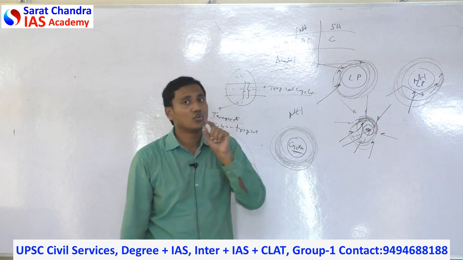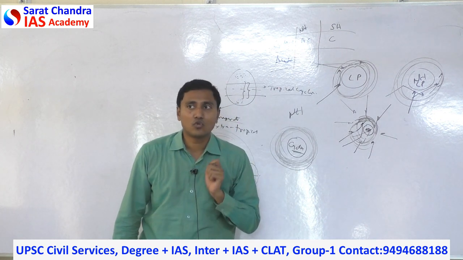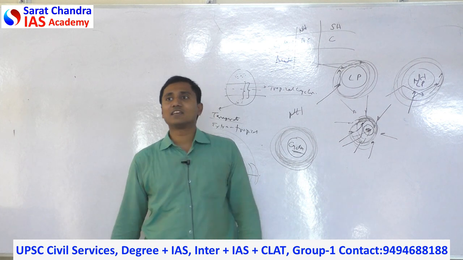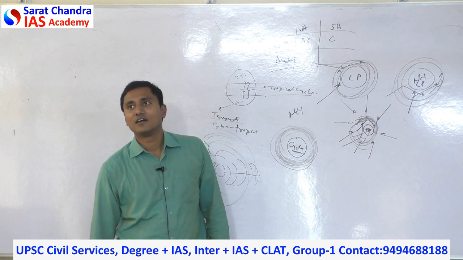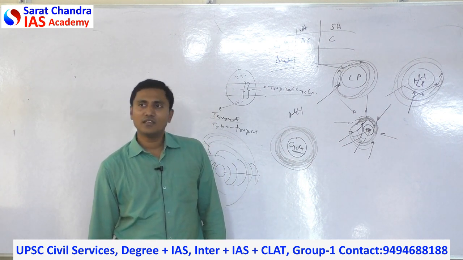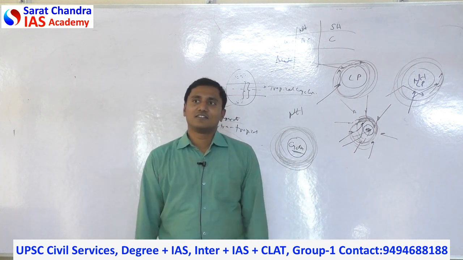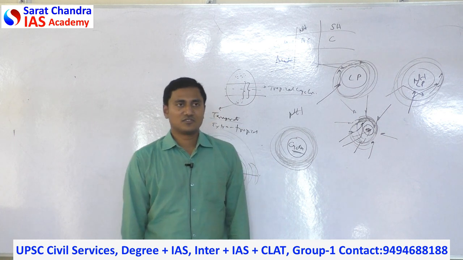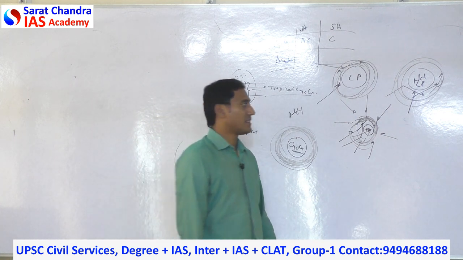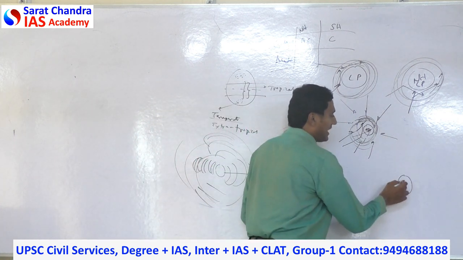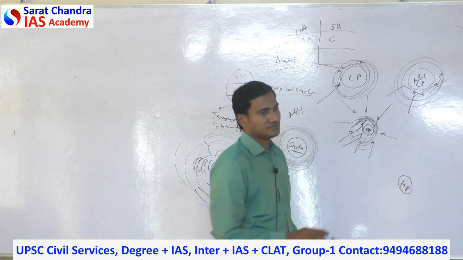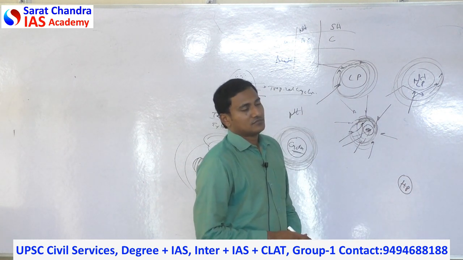Now, anti-cyclone means what, you know, friends? Cyclone means what? Low pressure area. Cyclone is a low pressure area. You tell me, anti-cyclone is a? Very good. Cyclone is low pressure and anti-cyclone is high pressure. Friends, for example, you take a high pressure area in the northern hemisphere.